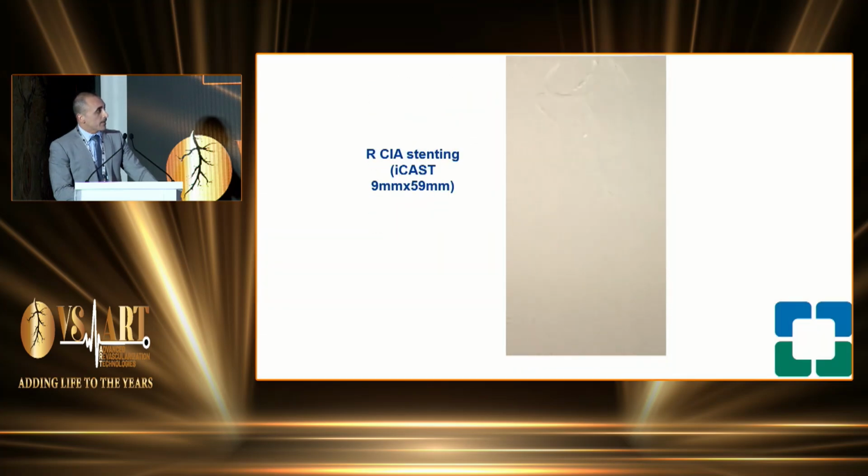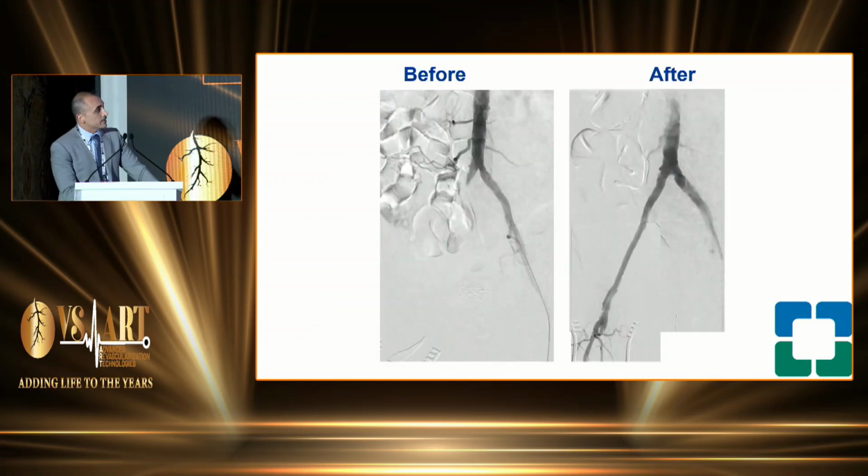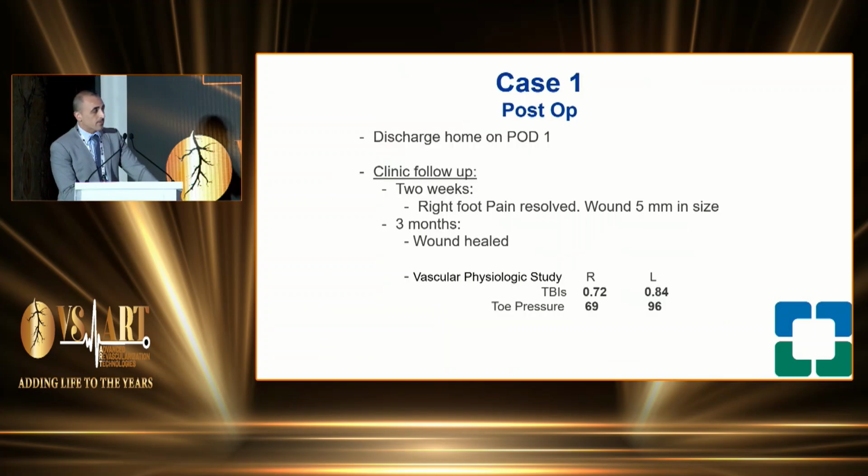Then we treated the common iliac artery with the balloon expandable covered stent, the iCast stent, also known as the V12 stent in Europe. And this is a summary of our treatment: bovine pericardial patch for the femoral, external iliac stent, and common iliac artery stent. Of note, I like to always stent distal to proximal in telescope fashion for the size mismatch. This is a before and after. The patient did very well, discharged post-operative day 1. His pain resolved, physiologic studies improved significantly, and he healed his wound within 3 months.